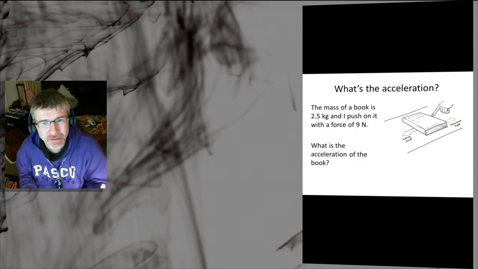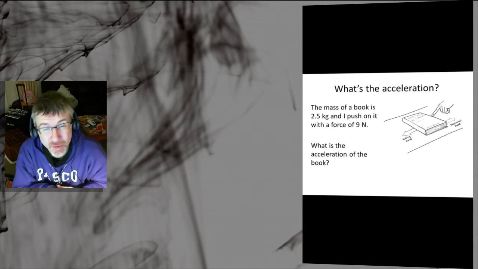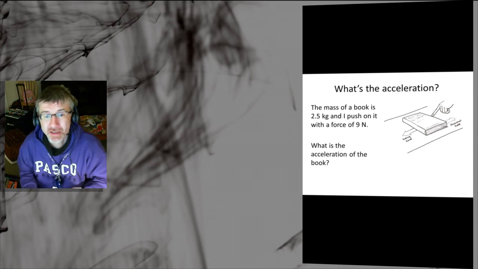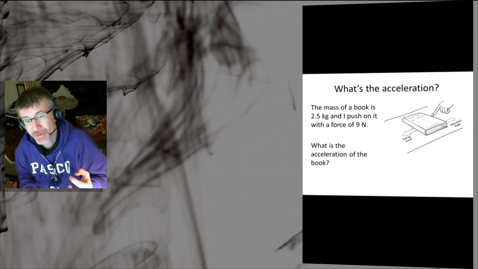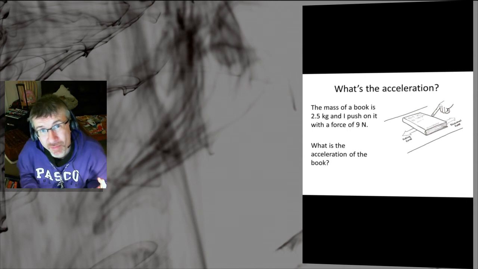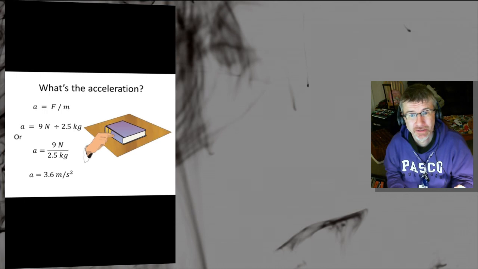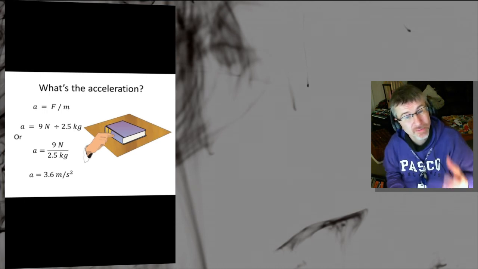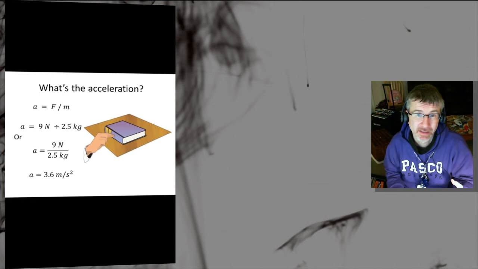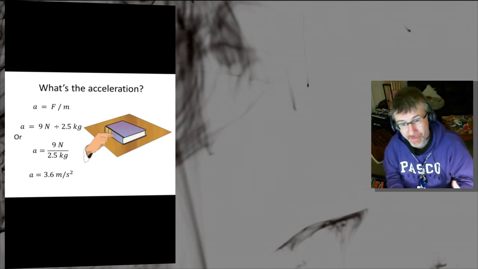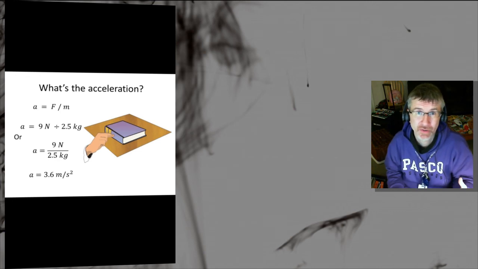So the mass of a book is 2.5 kilograms. I push on it with a force of 9 newtons. What's the acceleration of the book? I know what the mass is. I know what the force is. Acceleration of the book is force divided by mass. Force is 9 newtons divided by mass, 2.5 kilograms. 9 divided by 2.5. Acceleration, 3.6 meters per second squared.